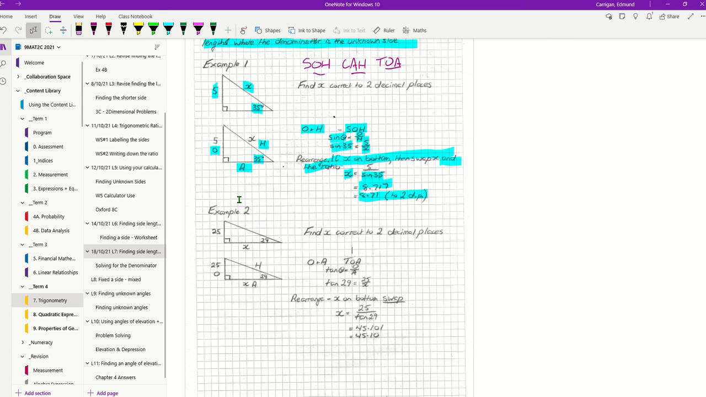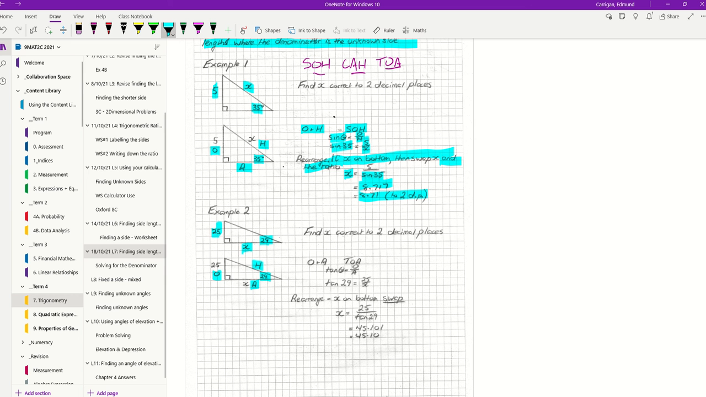Once again, there's our angle here. We've got an X on this side that we need to find. We've got 25 over there. So we're going to label our triangle. Our angle is here. A is between the angle and the right angle, so this one is A. H is facing the right angle, it's there. O is the other one.